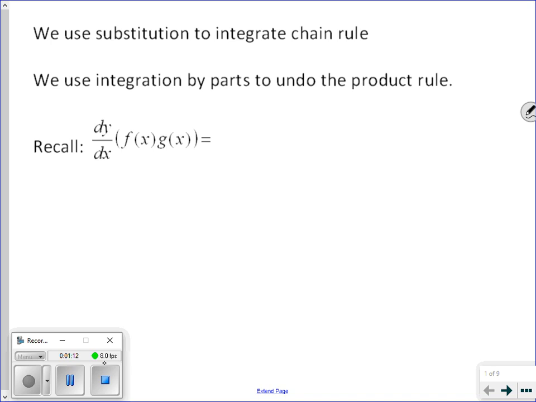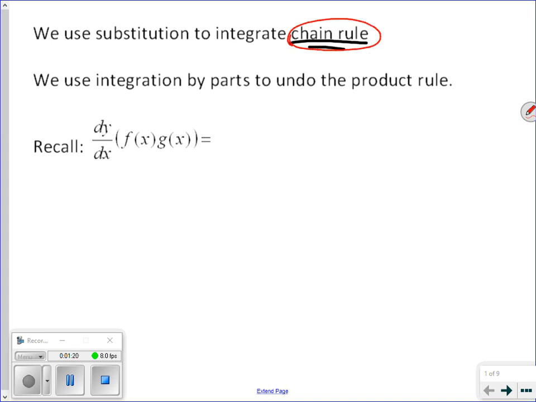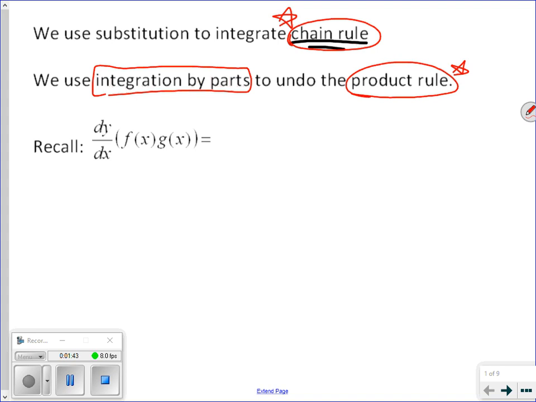We use substitution to integrate the chain rule. Whenever we did u-substitution, that was pretty much integrating the chain rule. We use integration by parts, our new definition today, to undo the product rule. So again, we know how to do the chain rule; that's substitution. Now we're going to learn how to undo the product rule using integration by parts. This whole definition today comes from the product rule, so let's recall what the product rule was.